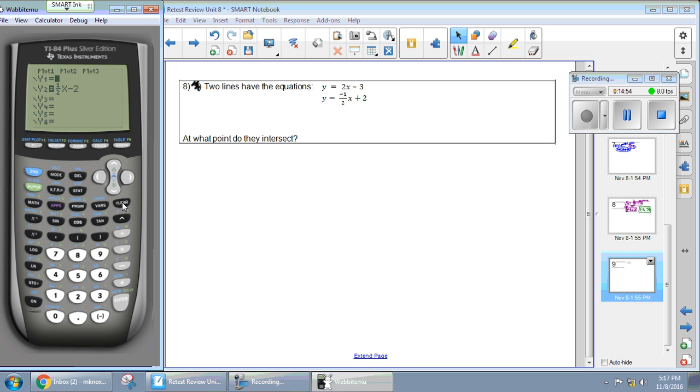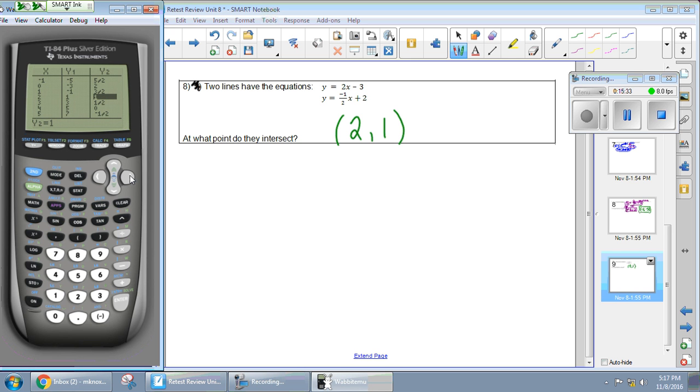Y equals 2x minus 3, and then in y2, alpha y equals for my fraction, -1/2 x plus 2. I'm going to graph those, see where they intersect. My x is going to be positive, it looks like. So let's press second graph to go to my table. I'm going to go to where x is positive. I'm going to scroll back up. Look here. When x is 2, both y values are 1. So my solution is 2, 1.